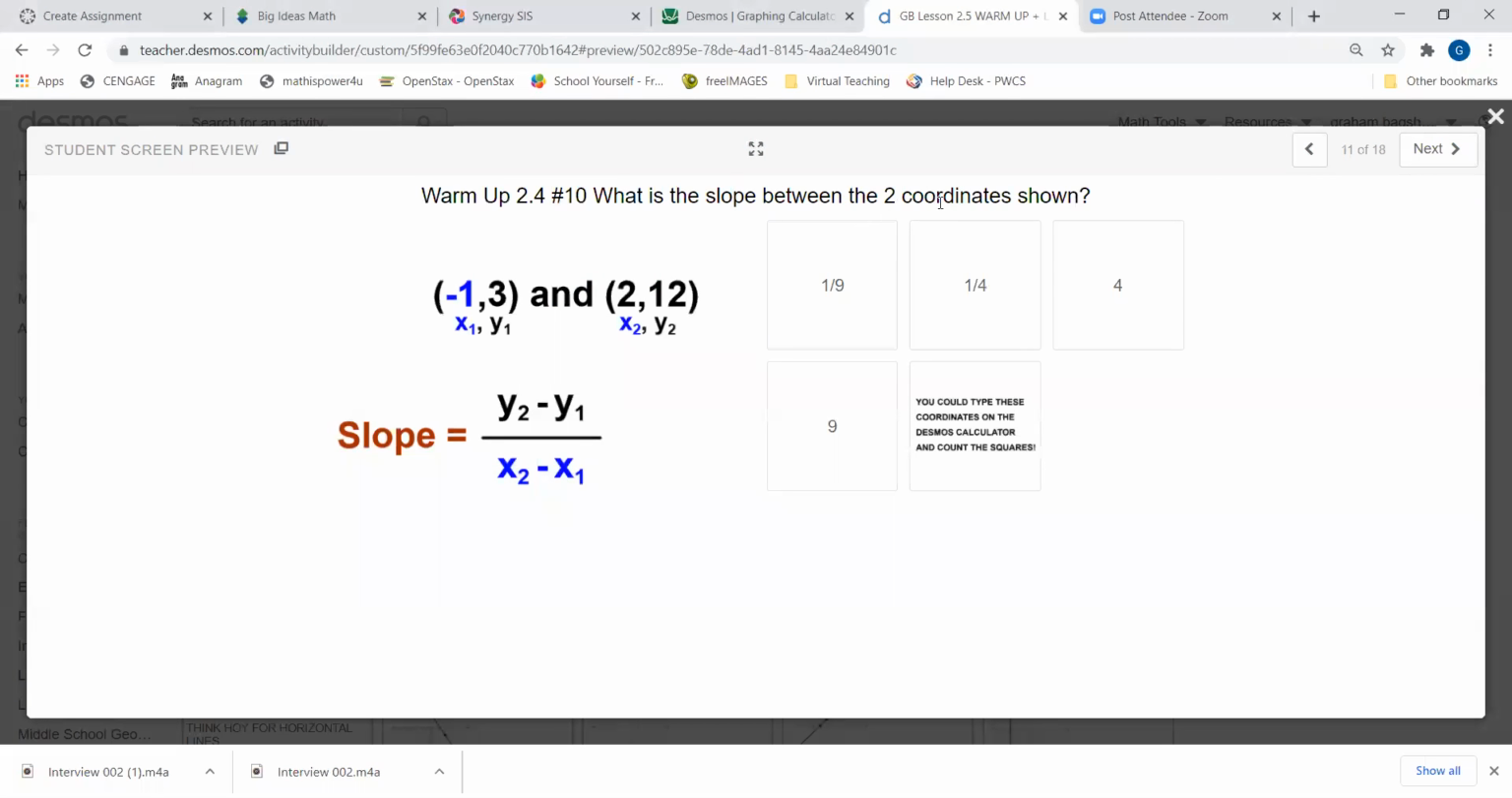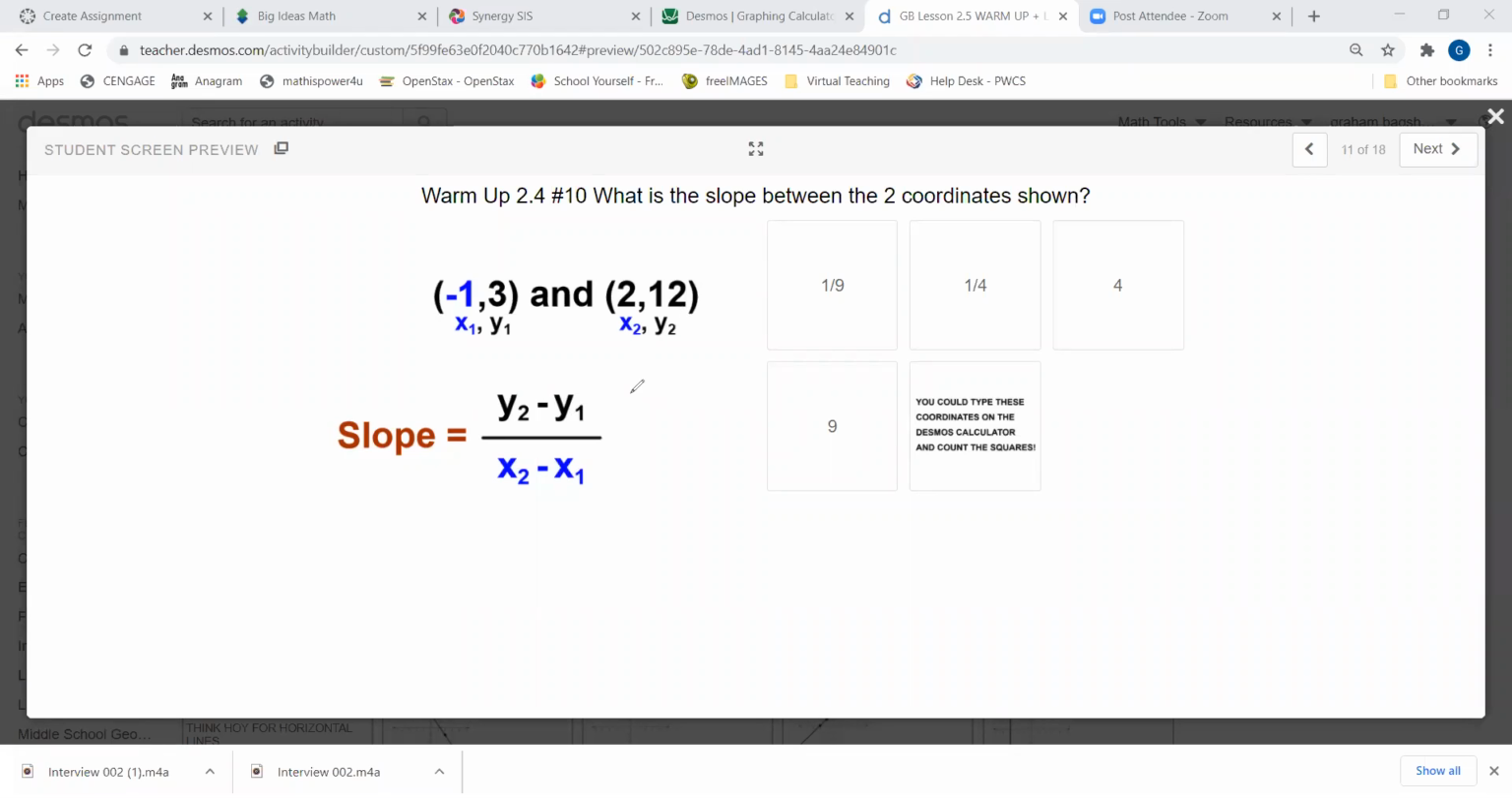What is the slope between the two coordinates shown? Now, you can use the formula, y2 minus y1 over x2 minus x1. There is a little reminder. You can type these coordinates onto the Desmos calculator and then count the squares if you want to. Count how many squares you go up, count how many squares you go across. And there's certainly nothing wrong with doing that. I'm going to do it by using the formula though.